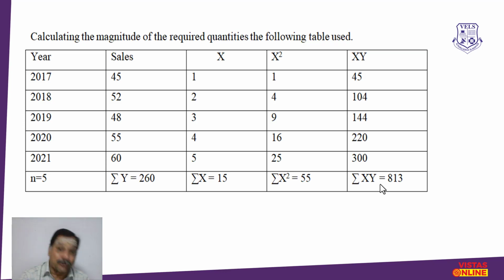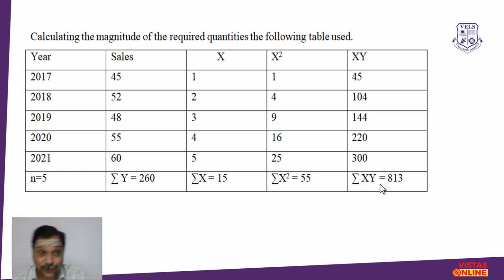And the fourth column is x square. The third column squared is the fourth column. 1 square is 1, 2 square is 4, 3 square is 9, 4 square is 16 and 5 square is 25.